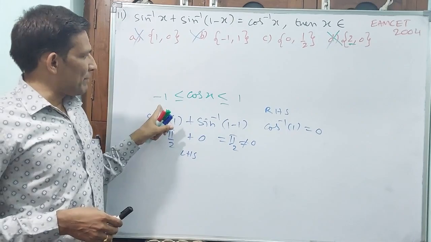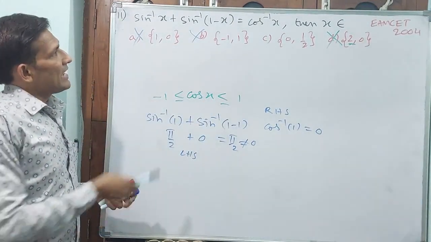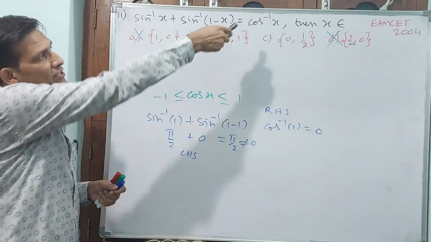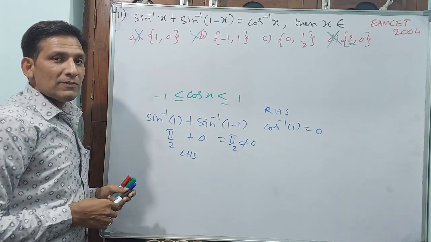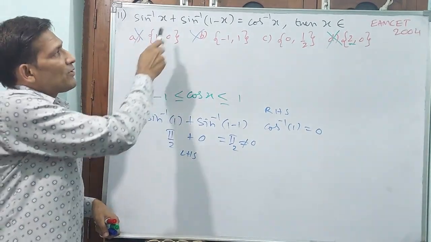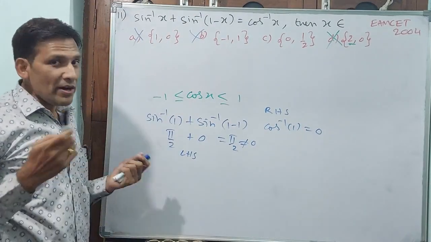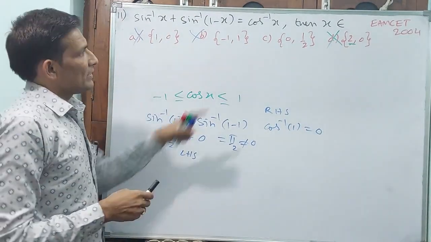Okay, the value -1 to 1 is there. Then you test with 1. Why? Because directly by seeing itself we came to know cos inverse 1 is 0 degree. Sin inverse 1 is pi/2. Pi/2 this side, 0 that side, not equal. That is why directly we can go for this answer.